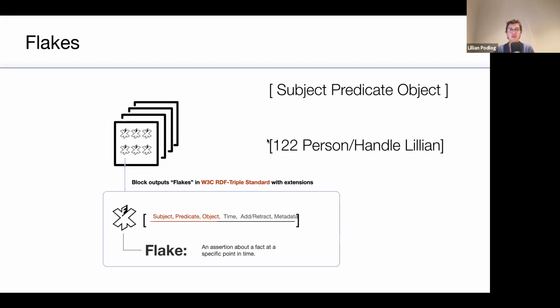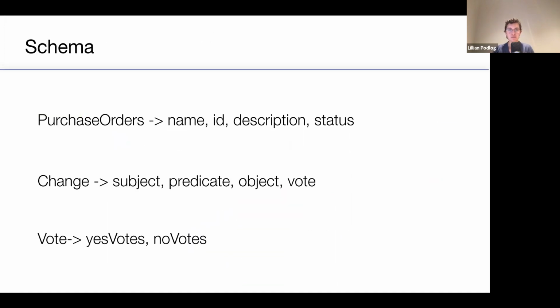So for example, we have a subject with the entity ID 122. The predicate, which is the feature of that subject, is person handle, and the object is Lillian. And you could have 122 person hair color brown, 122 person language English. So you can have flakes that represent any piece of information. And so, that's just kind of a little pit stop on the way there.